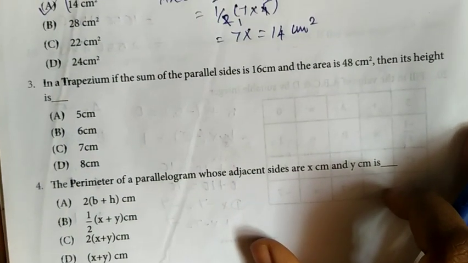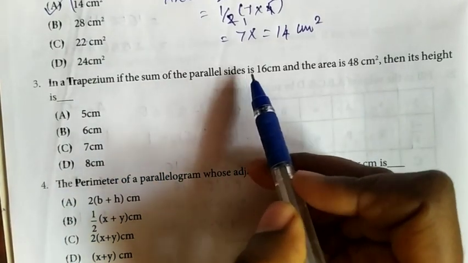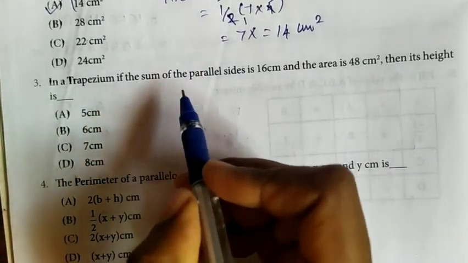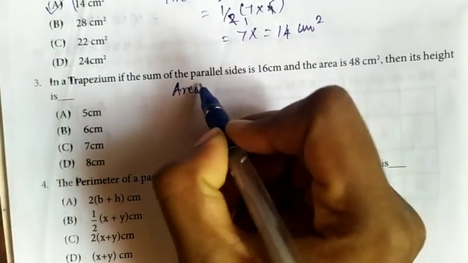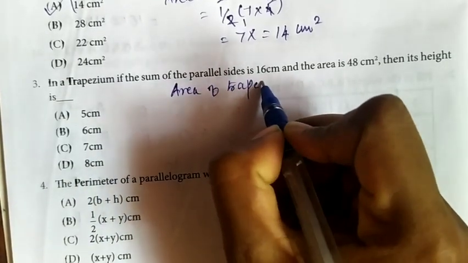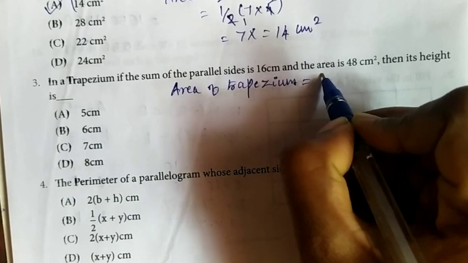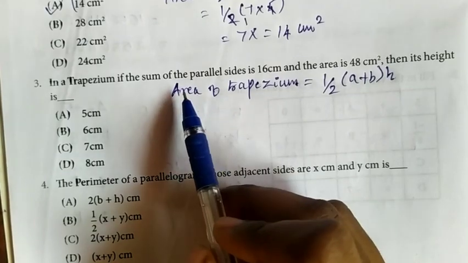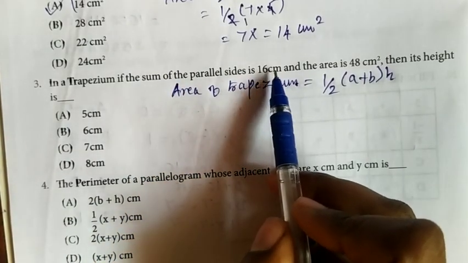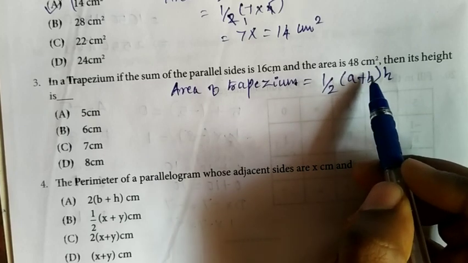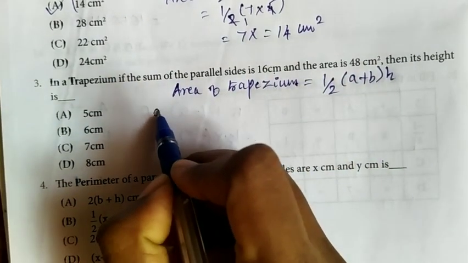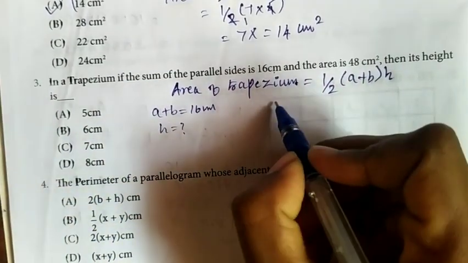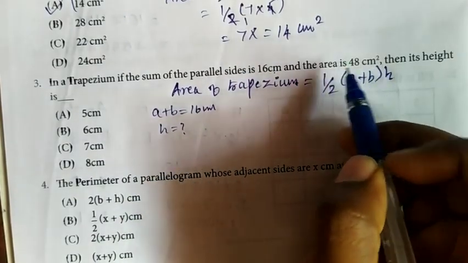Third question: in a trapezium, if the sum of the parallel sides is 16 centimeter and the area is 48 centimeter square, then its height is. Area of trapezium formula is half into a plus b into h. In the question they gave the sum of parallel sides is 16 centimeter. So we know the value, a plus b equal to 16 centimeter. We need to find the height. So area of the trapezium is 48.